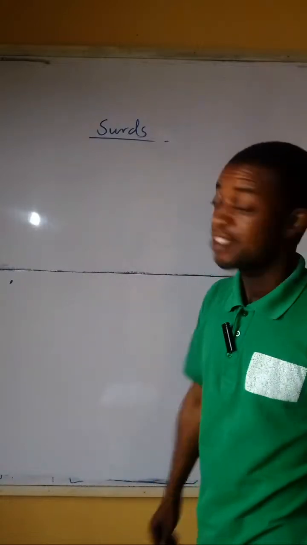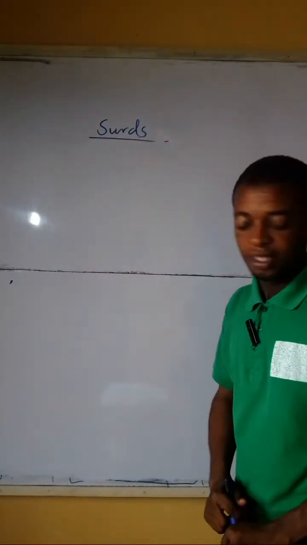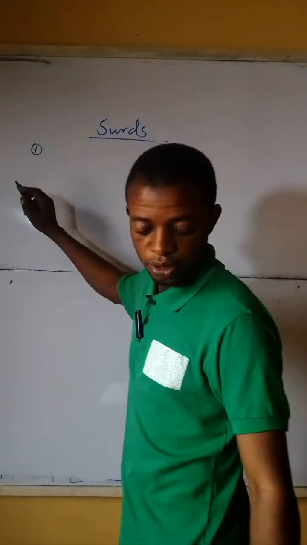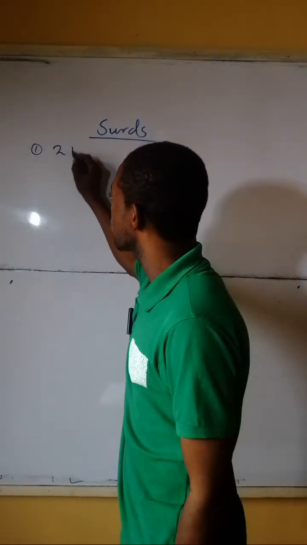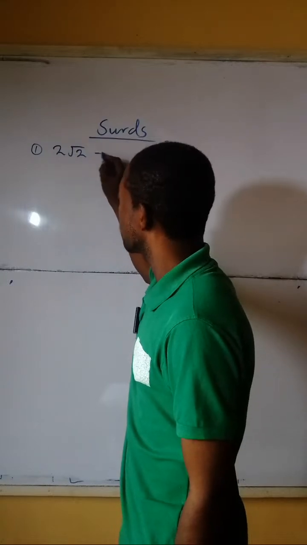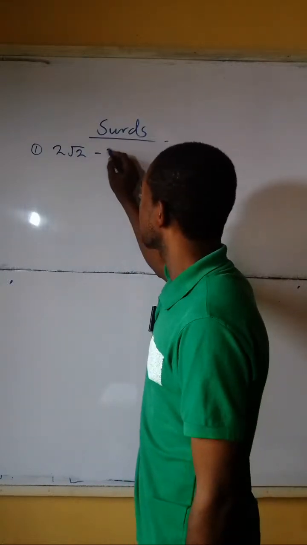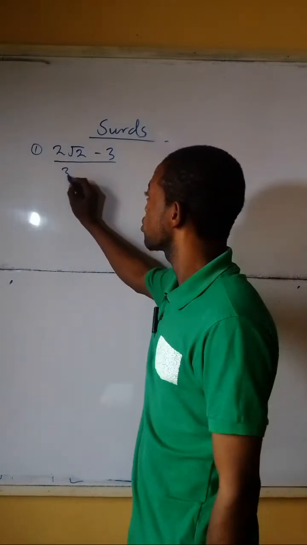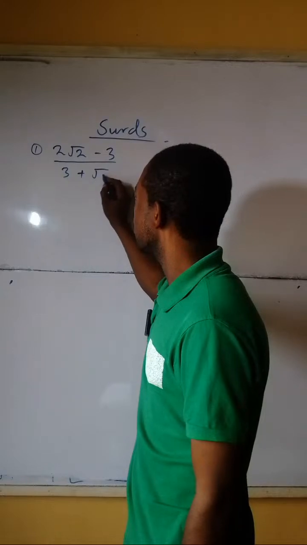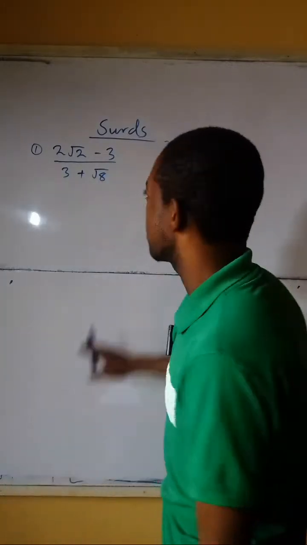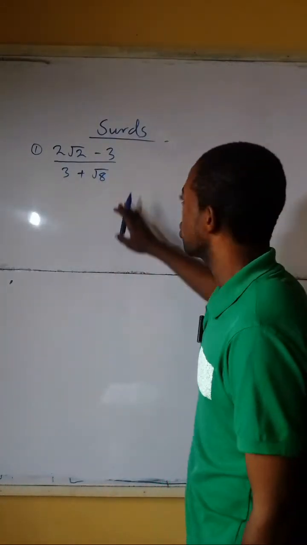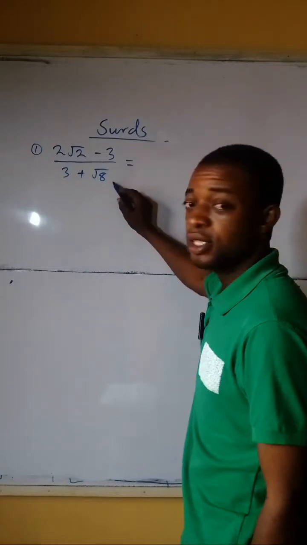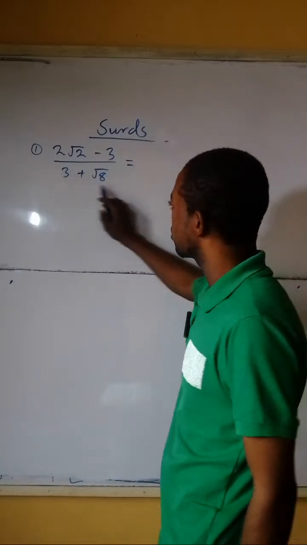Look at problem unsolved, and let's look at the first question from here. We have to simplify (2 root 2 minus 3) over (3 plus root 8). Now the method here is that we rationalize this surd. That is, we multiply both the numerator and denominator by the conjugate surd of the denominator.